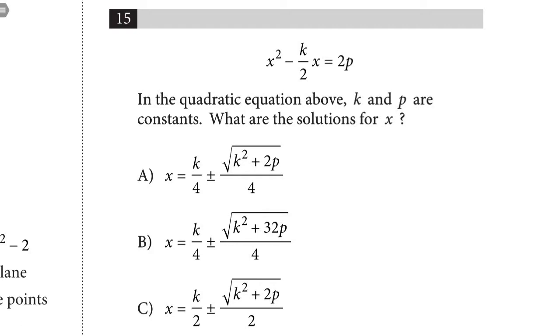In the quadratic equation above, k and p are constants. What are the solutions for x? Okay, so we have our equation here, x squared minus k over 2x is equal to 2p. So what are the solutions?